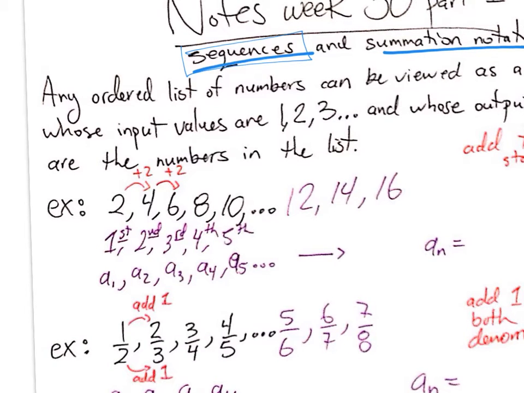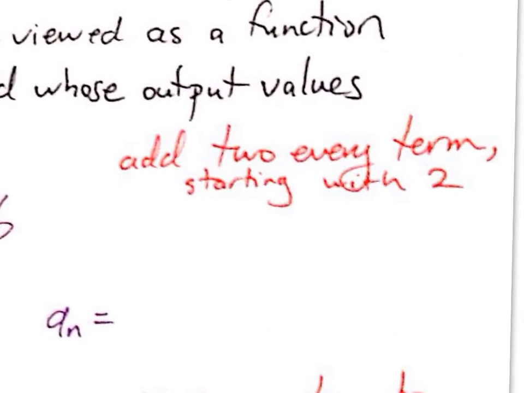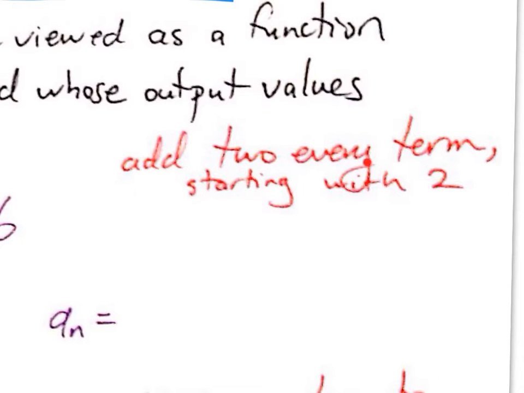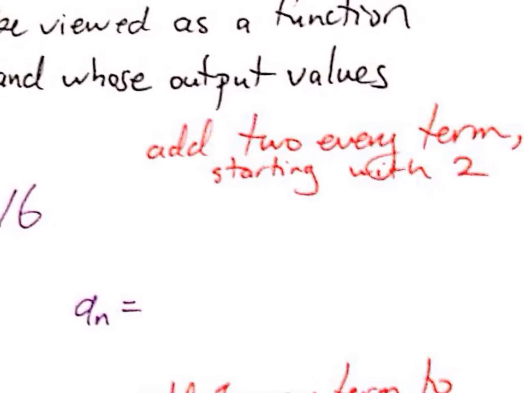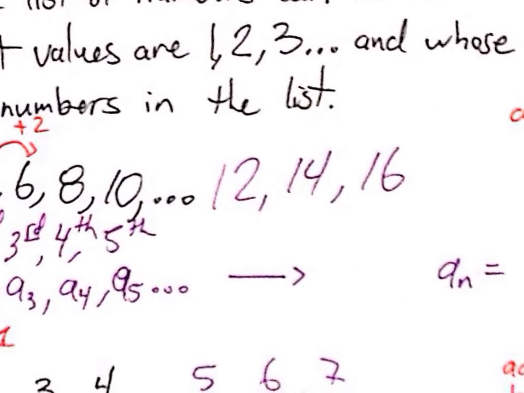Okay, so when we're looking at this and we're trying to recognize the pattern, we see 2, 4, 6, 8, and we recognize, hey, I'm adding 2 every time, and so we could figure out that the next term is going to be 12, and then 14, and then 16, and so on. If we were using words to describe that, we might say something like this. Well, we're adding 2 every term, and we're starting with 2. If you were starting with 3, it would be 3, 5, 7, 9, the odd numbers. So that starting with 2 is kind of important information.